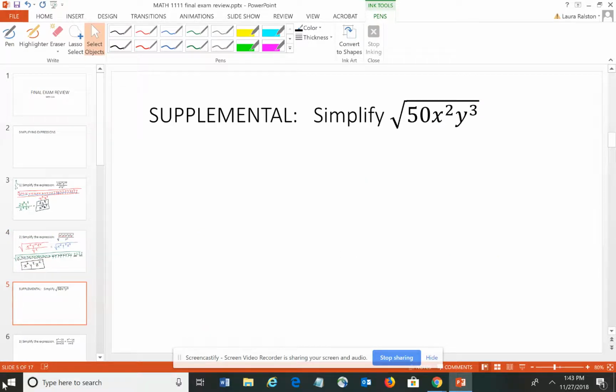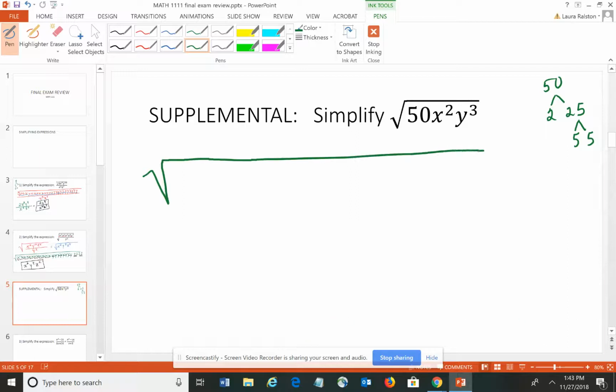Okay, then we're going to look at a supplemental question. It asks you to simplify the square root of 50x squared y to the 3rd. So the first thing I'm going to do is go off to the side here and see what I can do about 50. 50 would be 2 times 25. 25 would be 5 times 5. So I can break down 50 into 2 times 5 times 5.